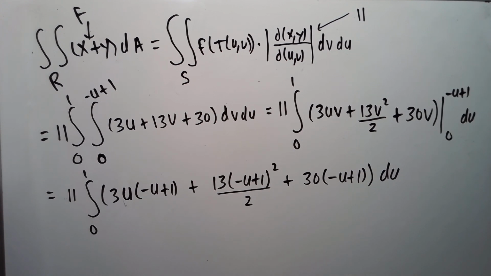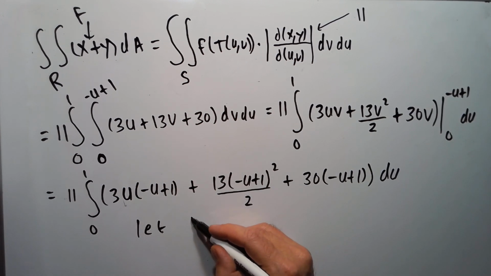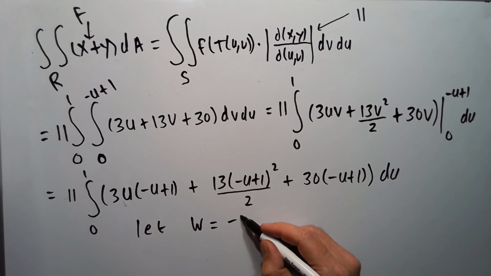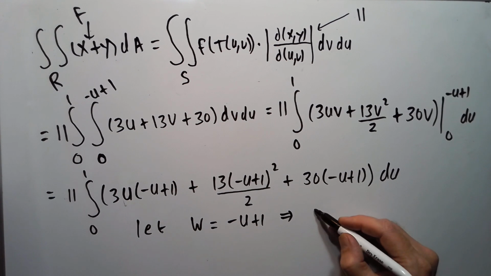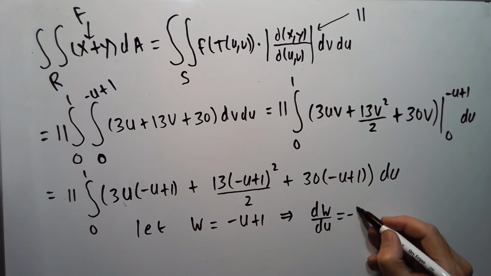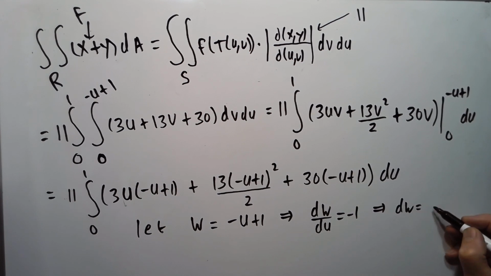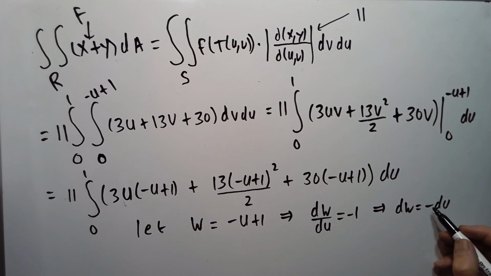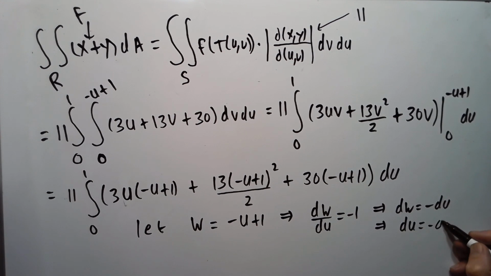Okay, so to simplify things a bit here, I'm going to say let w equal negative u plus 1, then dw would be minus 1 du, so dw equals minus du, so then du equals minus dw. So let's make the substitution now.